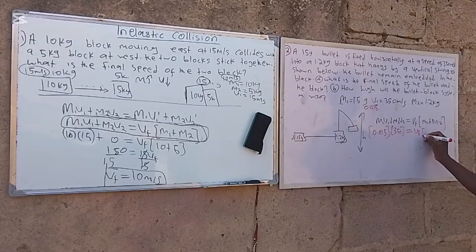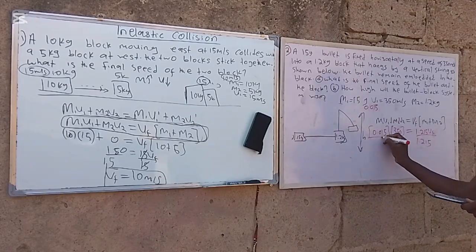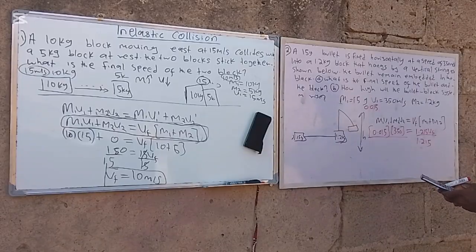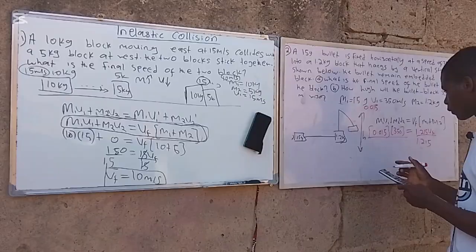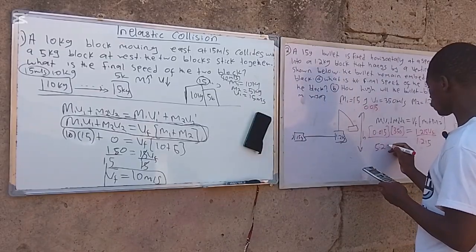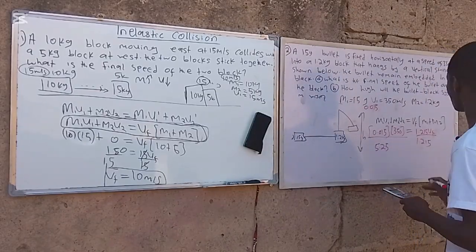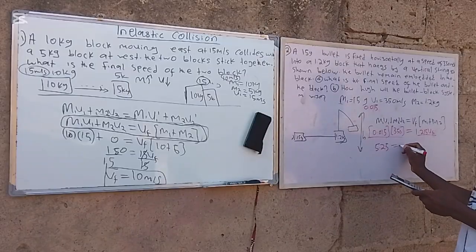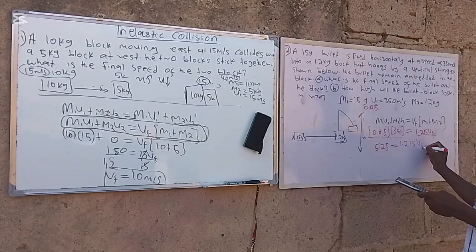So therefore V final times 0.015 plus 1.2. So this should now be equal to 1.215 V final. Divide both sides by 1.215. If I say 0.015 multiplied by 350, this should now become 5.25. This is the same thing as 1.215 V final.